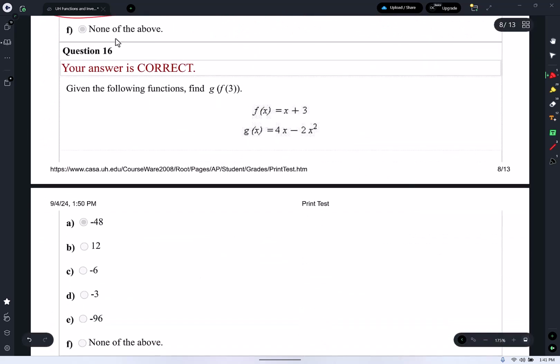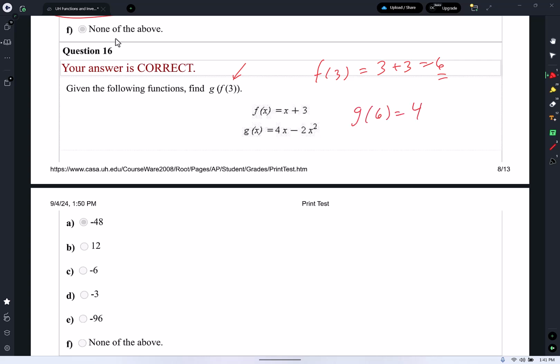All right, question 16. This says G composite of f of 3. Evaluate f of 3 first. So 3 plus 3, so I got 6. So now I'm going to plug that 6 into G. Does that make sense, guys? So G of 6 equals 4 times 6 minus 2 times 6 squared. Chop, I need a calculator. You don't need a calculator.